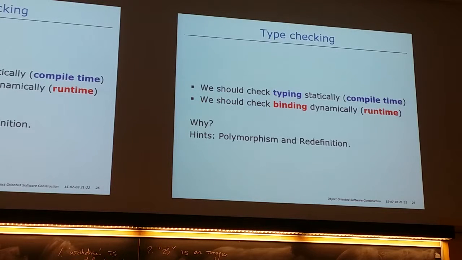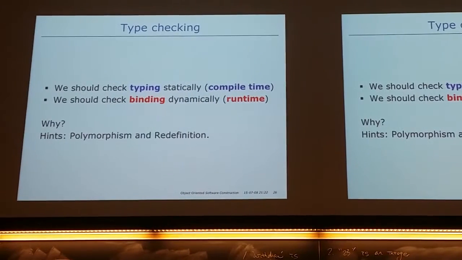Okay, for type checking here, you actually want to do typing and binding. Typically, we really want to check the typing statically and binding dynamically, but why? We are going to give you some examples as to why. You're going to link this to polymorphism and also redefinition of your features. So for example, when we say we do static typing, let me just go back to our phone example here.